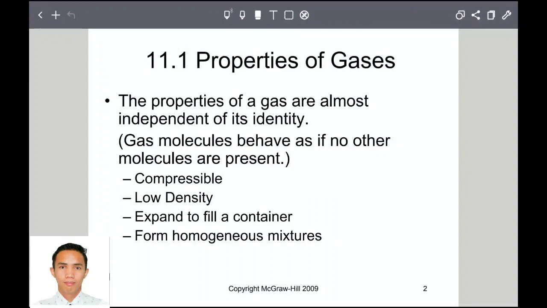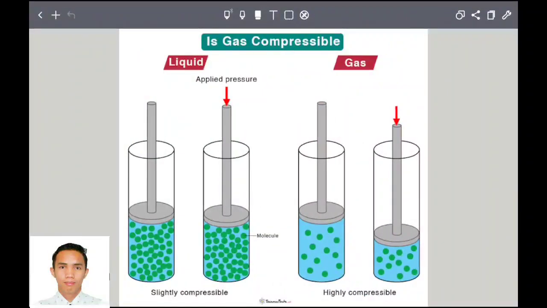Let's start with compressible. Here is a picture or diagram about highly compressible or slightly compressible. You can see in the highlights that gases are highly compressible, while liquids are slightly compressible. So in the comparison of liquid and gas, gases are highly compressible.